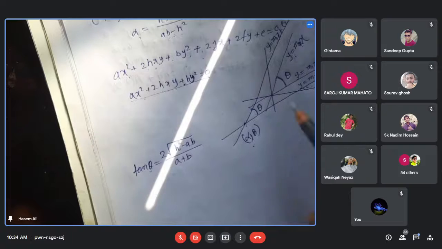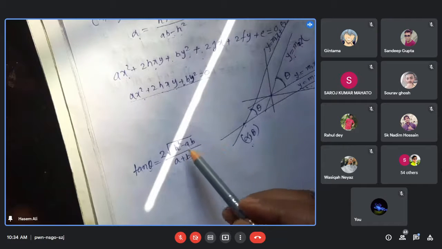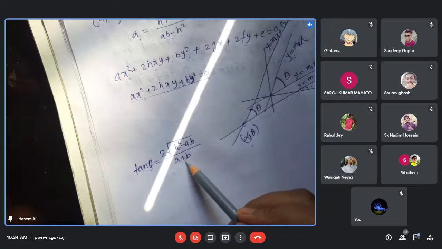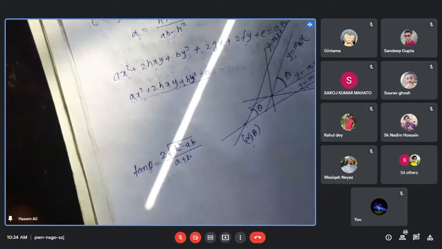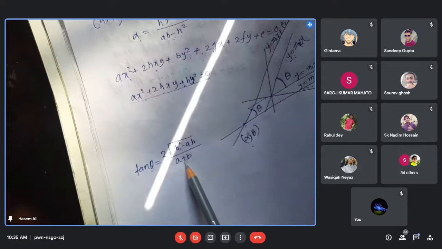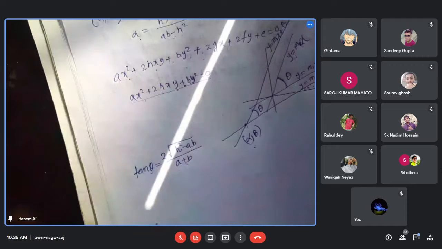So the straight lines will be coincident if h square equals ab, and the straight lines will be right angled if a plus b equals 0. The same condition. The straight lines will be right angled if a plus b equals 0, and coincident if h square equals ab.